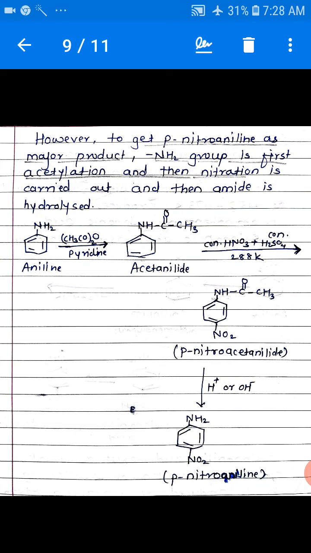Again, when heated at 288 Kelvin with nitrating mixture, concentrated HNO3 plus concentrated H2SO4, here is the formation of para-nitroacetanilide, means only NO2 group is attached to the para position of acetanilide, that is the nitration. Then on hydrolysis, there is the formation of para-nitroaniline, means NO2 group at fourth number of carbon atom and NH2 at first number of carbon atom.